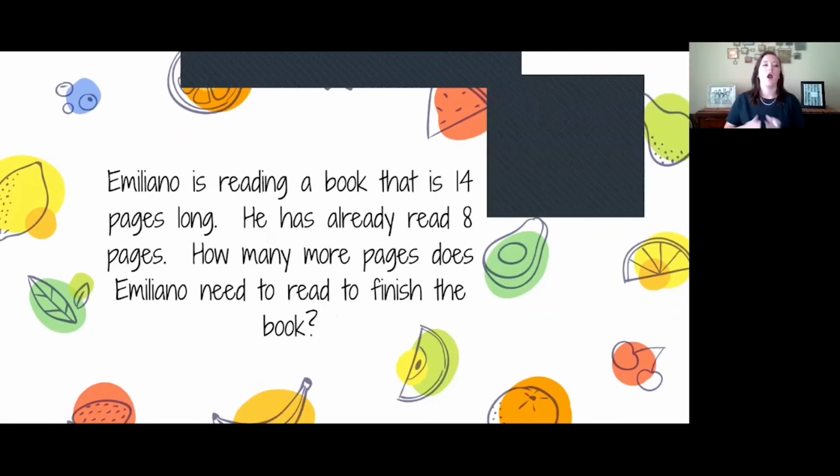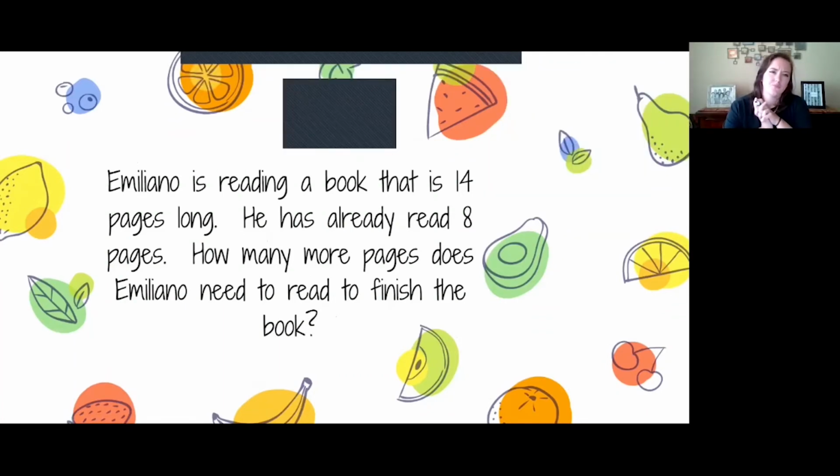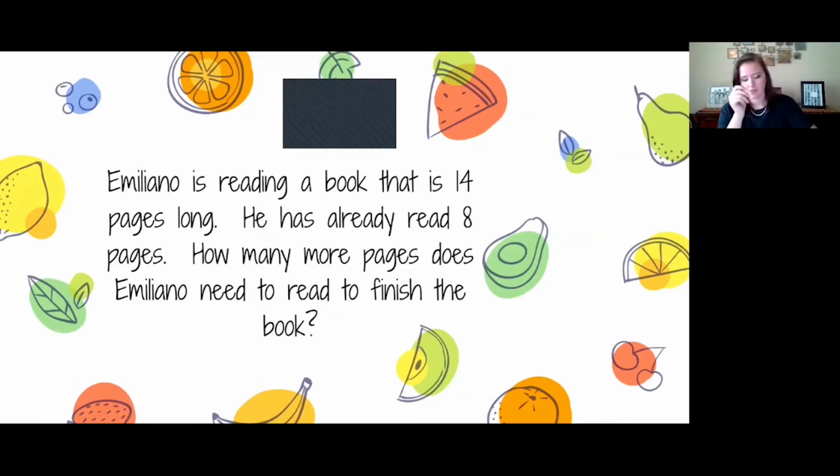There. All right. Emiliano is reading a book that is 14 pages long. He already read 8 pages. How many more pages does Emiliano need to read to finish the book? All right, so now brainstorm. What is important here? What is my number sentence going to look like? How am I going to solve this? And is this an addition or subtraction problem?